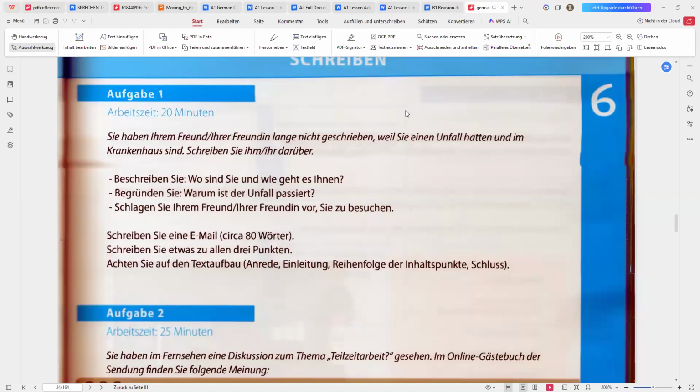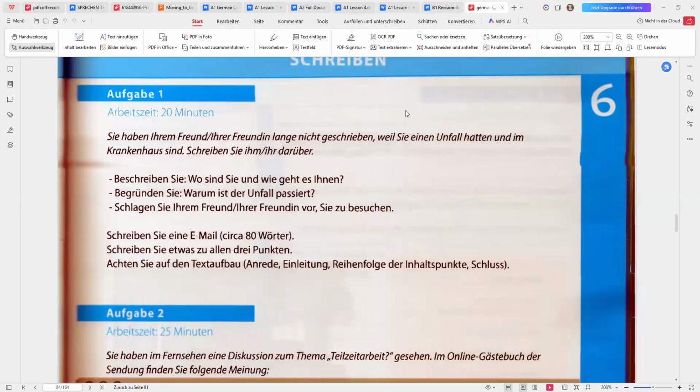So, you have been told, beschreiben Sie, wo sind Sie und wie geht es Ihnen? Begründen Sie, warum ist der Unfall passiert? Schlagen Sie Ihrem Freund oder Ihrer Freundin vor, Sie zu besuchen. Schreiben Sie eine E-Mail, schreiben Sie etwas zu allen 3 Punkten, achten Sie auf den Textaufbau, Anrede, Einleitung, Reihenfolge der Inhaltspunkte, Schluss. That last line is a marking point.